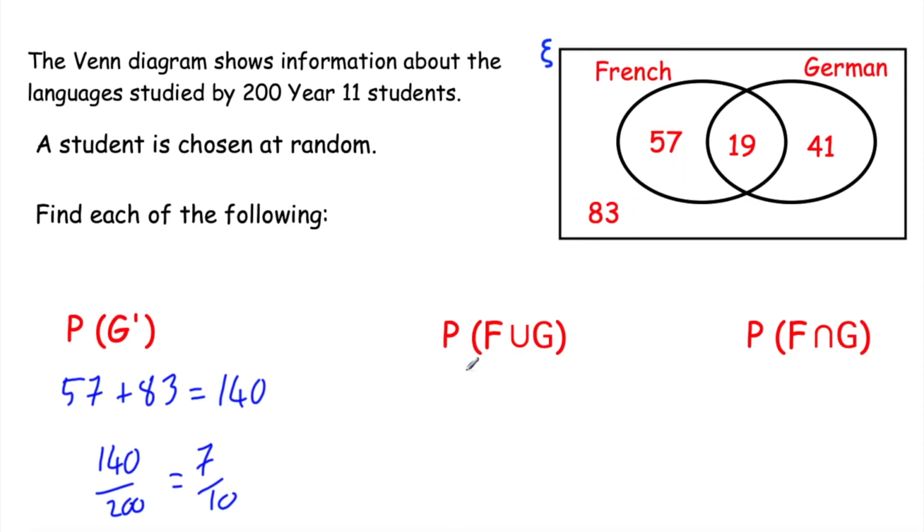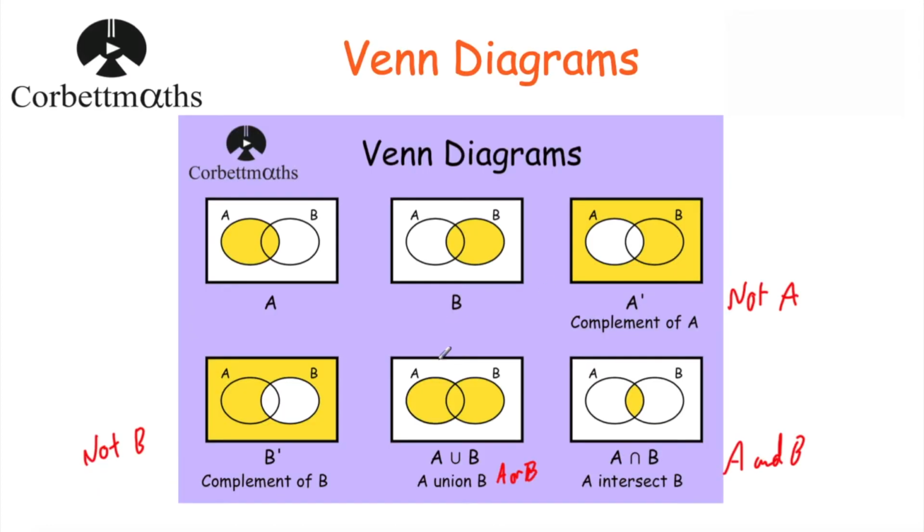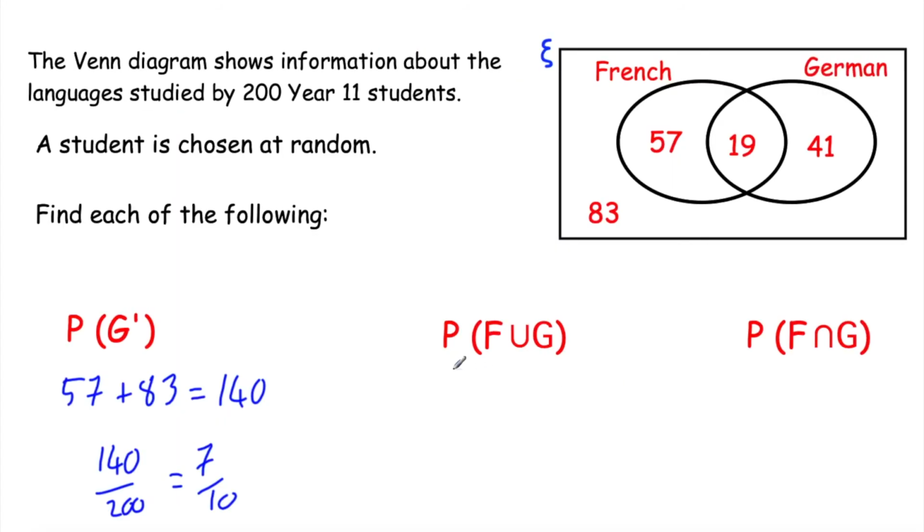So this time we've been asked to find the probability of F union G. Remember, A union B means A or B, so it's either A or B or both. So it's anything in any of those regions. So in this question, that means the probability of French or German. So it means either French or German or both. So we're trying to find anything that's in the French and German regions. It's going to be this, this, and this. It's going to be all of the students who study French or German.